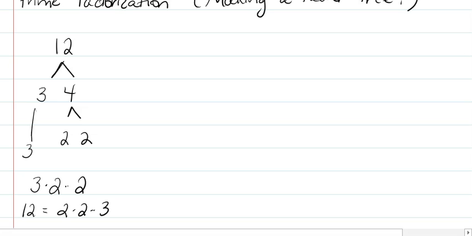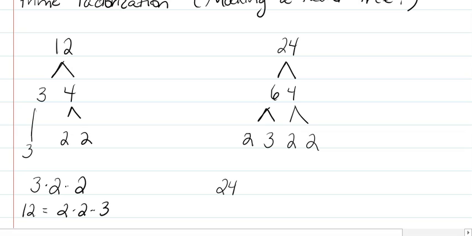Let's do another number. Let's do 24. Break it down into, let's say, 6 and 4. That 6 I can factor down again into 2 times 3. This 4 I can break down into 2 times 2. So that seems to be as far as it can go, so I'll take 24 equals 2 times 2 times 2 times 3. Notice how I just put them all together.